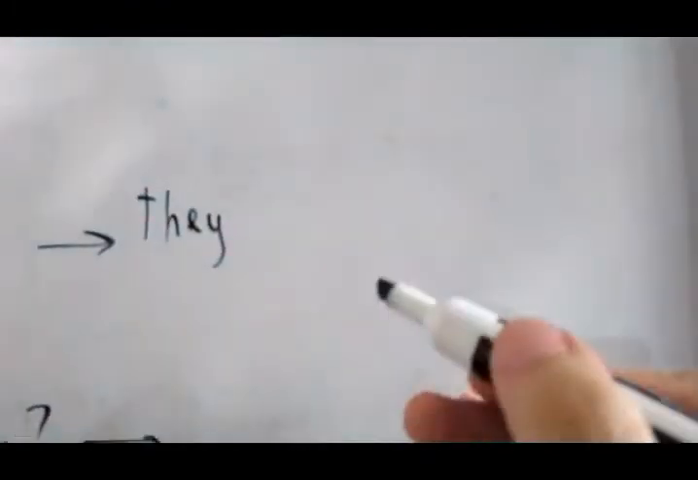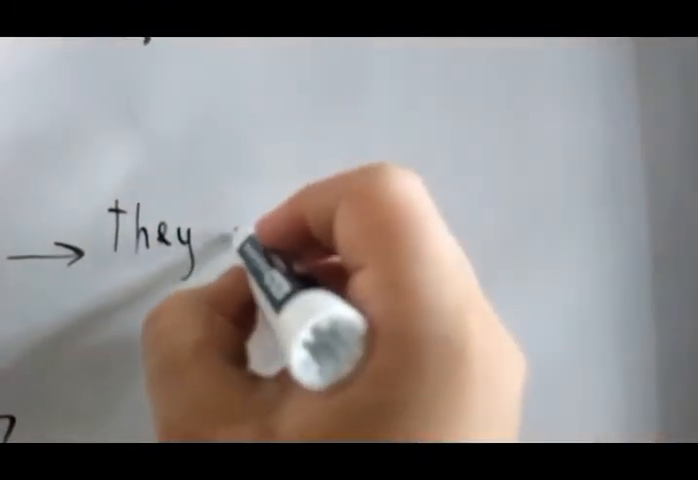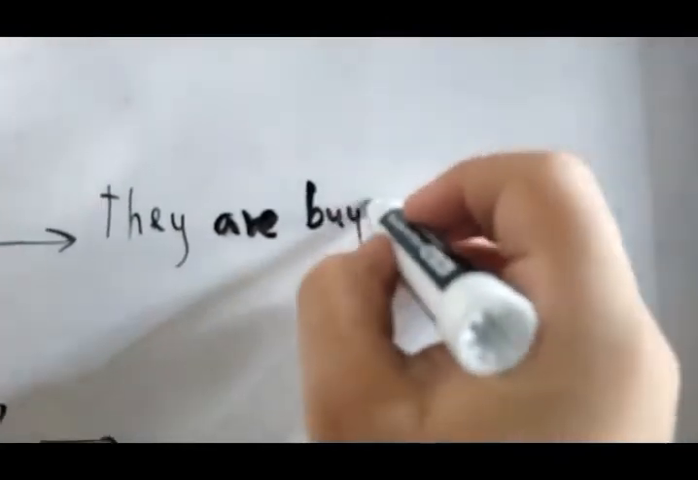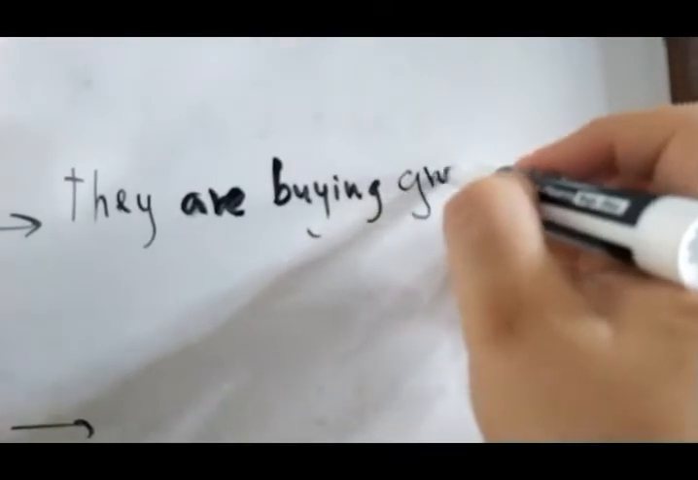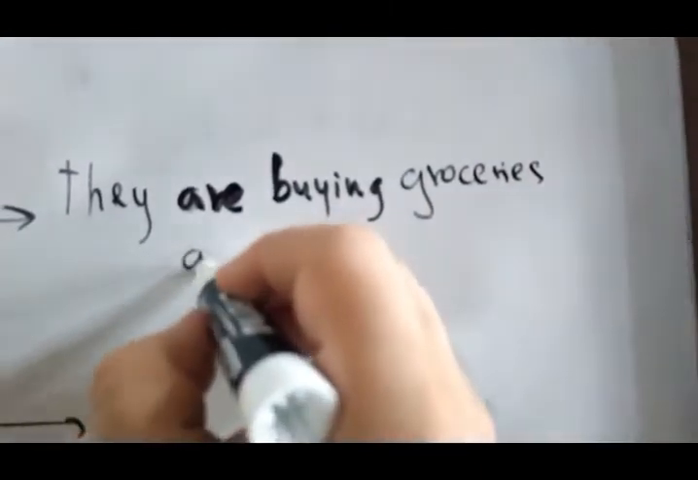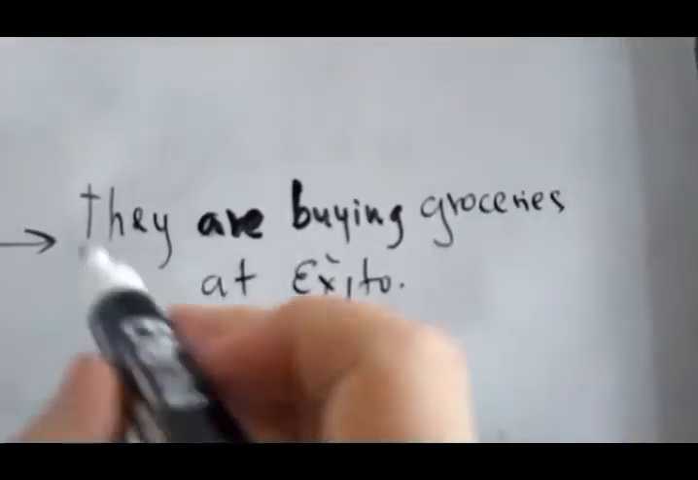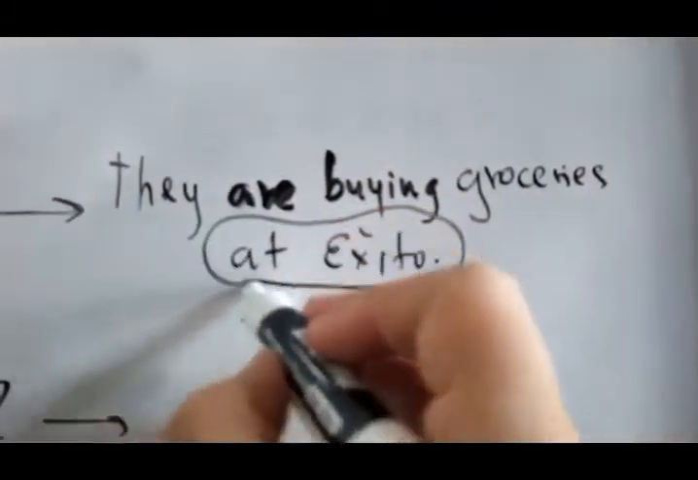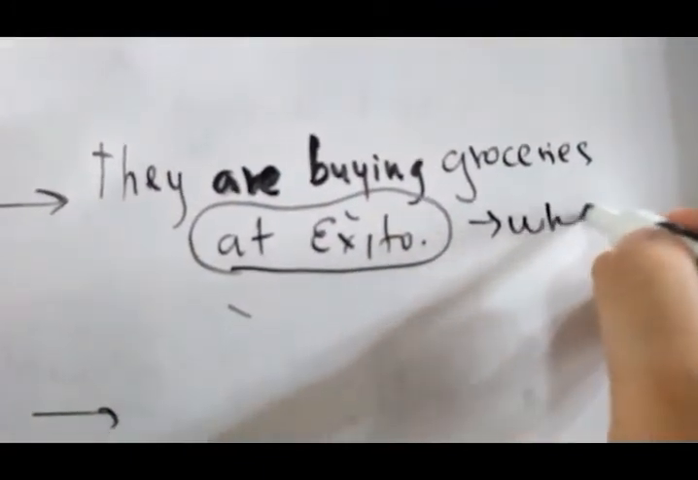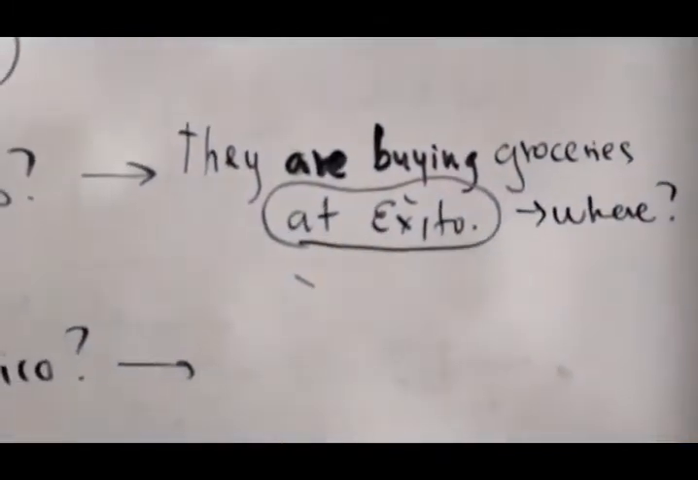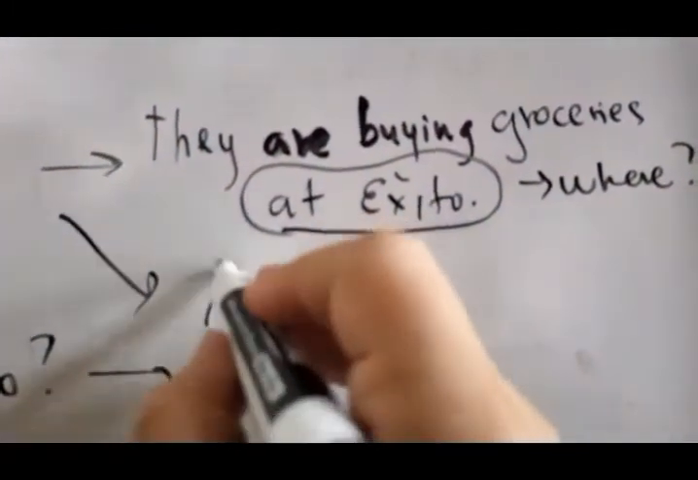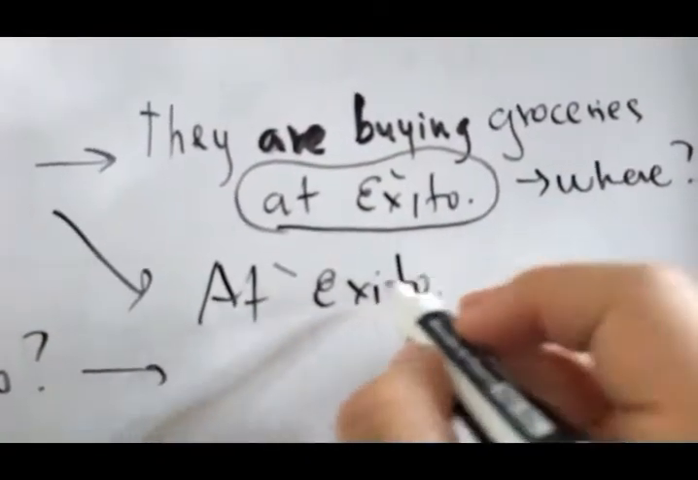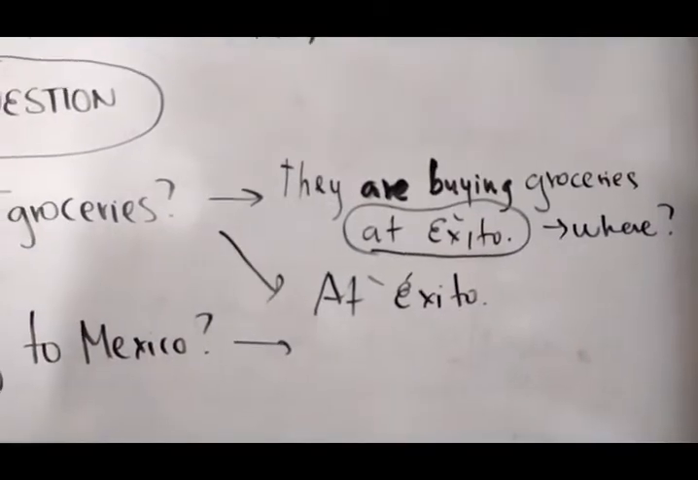So, you can answer this question like this. For example, voy a colocar la parte, cómo responderíamos la forma larga y después la forma sencilla. They are buying groceries at Éxito. Ellos están comprando los abarrotes en el Éxito. Esto es lo que nos importa, ¿cierto? Saber el dónde, que es lo que nos están preguntando, ¿ok? Otra manera de cómo responder, sí, más sencilla, at Éxito, simplemente. So look that there are two different ways to answer these questions.